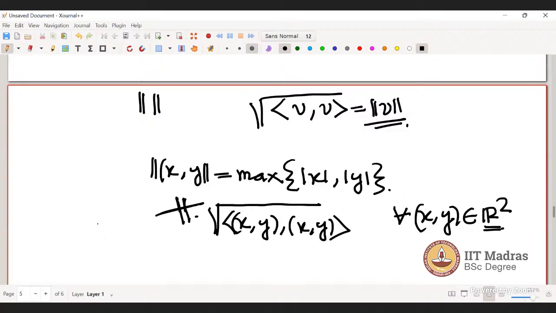It's not difficult. The idea is the parallelogram law. First you have to show that whatever norm is coming from an inner product satisfies the parallelogram law, and next you have to show that this norm doesn't satisfy it. Parallelogram is basically norm a square plus norm b square, compared with norm a plus norm b whole square.